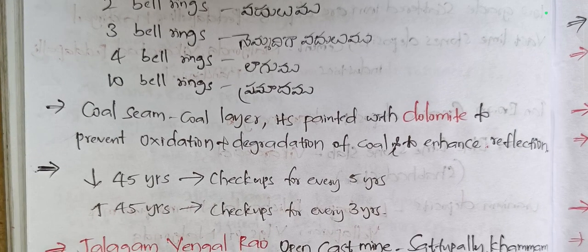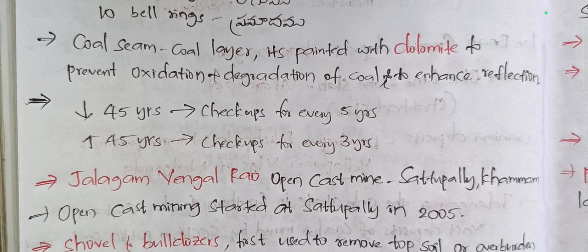Next, coal seam, which means coal layer. It's painted with dolomite to prevent oxidation and degradation of coal and to enhance reflection so that sunlight can come into those mines. Below 45 years, checkups every 5 years. As I have told you, those mine workers inhale poisonous gas, which results in some respiratory diseases. So for every 5 years, below 45 years, there is a regular checkup. Above 45 years, there is a regular checkup every 3 years.